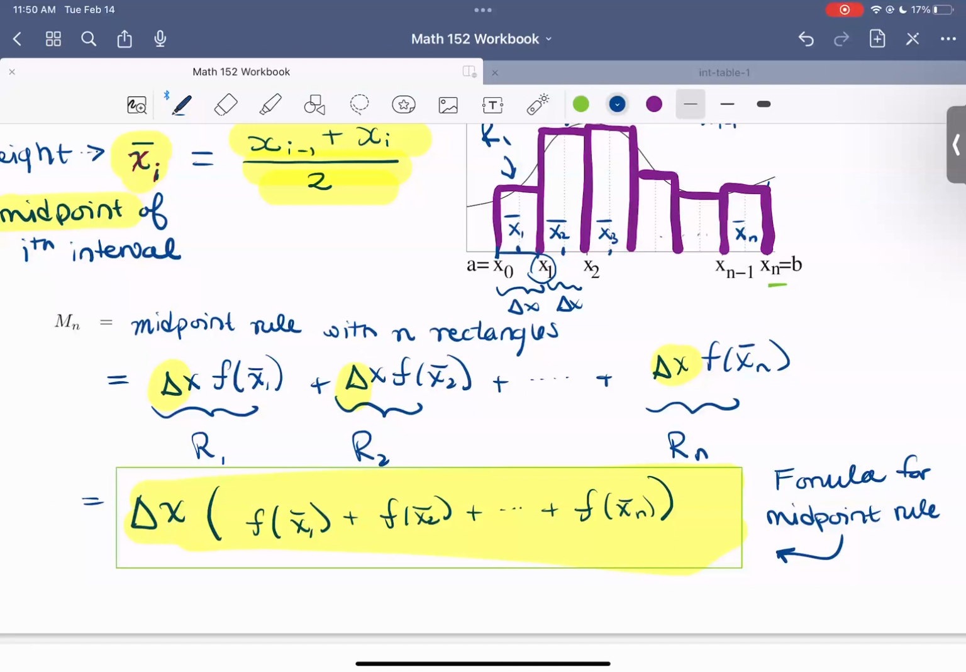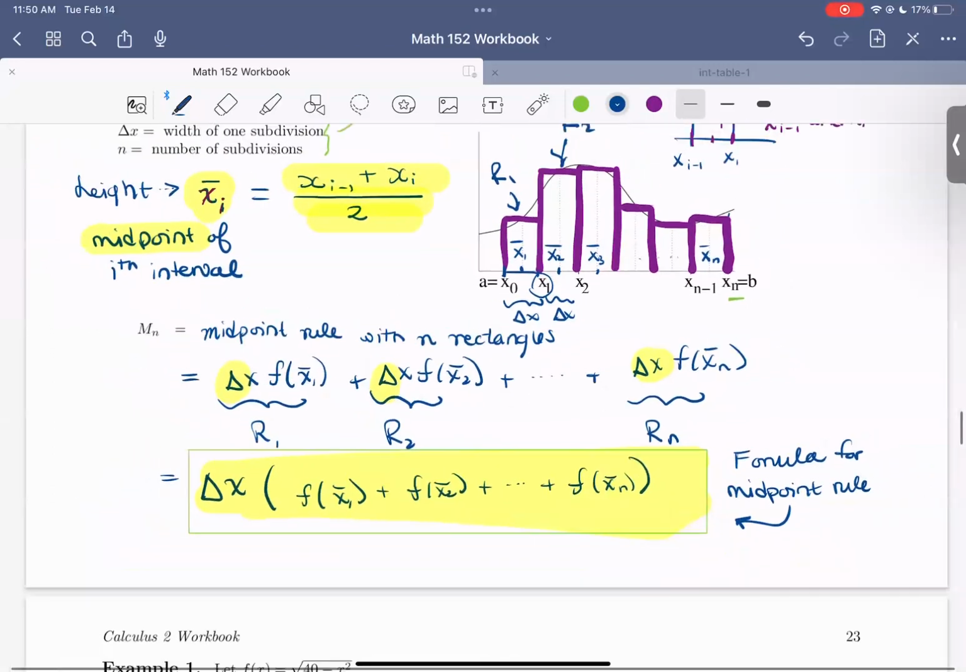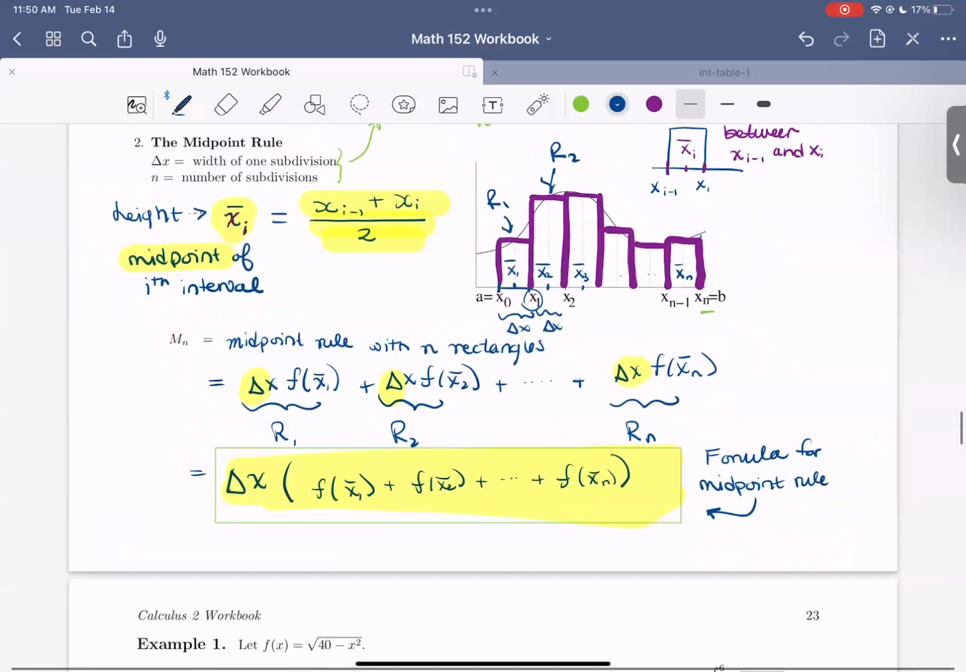In the upcoming videos, we're going to look at some examples for using these formulas and numerical integration methods for approximating areas under curves.